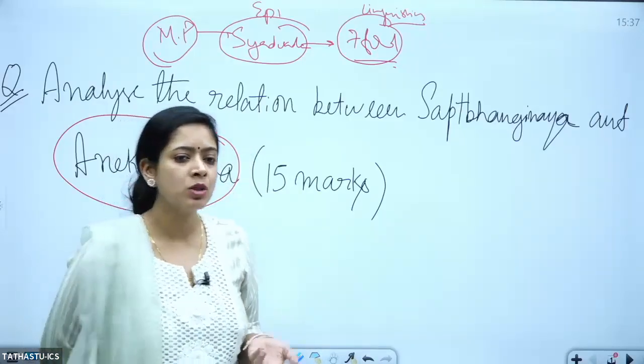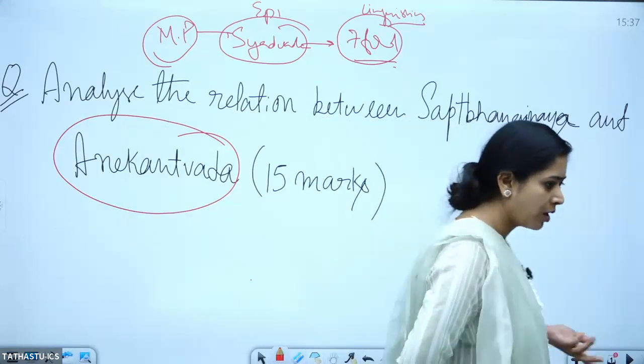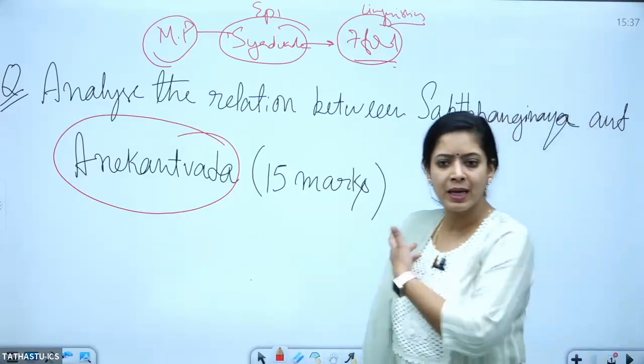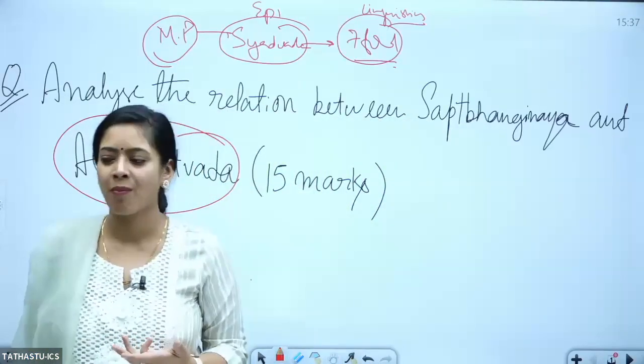Then you will write about importance. Importance, कुछ importance है सप्तभंगी नय, अनेकांतवाद की. क्या है?